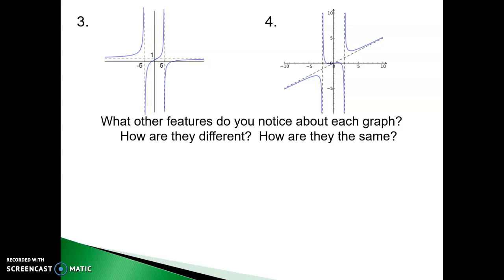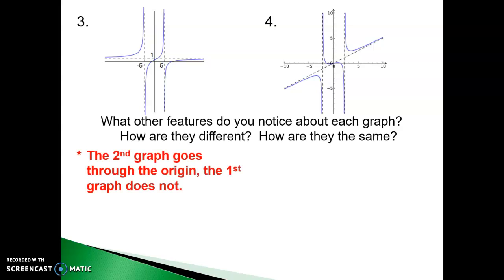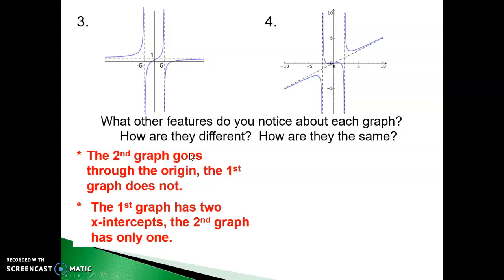So take a moment to pause the video and let me know, how are the graphs the same? How are they different? What do you notice? So if we take a look, the second graph, meaning question number 4, goes through the origin, and the first graph does not. Notice that the first graph is just a little bit higher than the origin here. The first graph has 2 x-intercepts, and the second graph has only 1. We have an x-intercept here, somewhere around -1, and another one over here, somewhere around maybe 7, something like that. Whereas in question number 4, the origin is the only point.